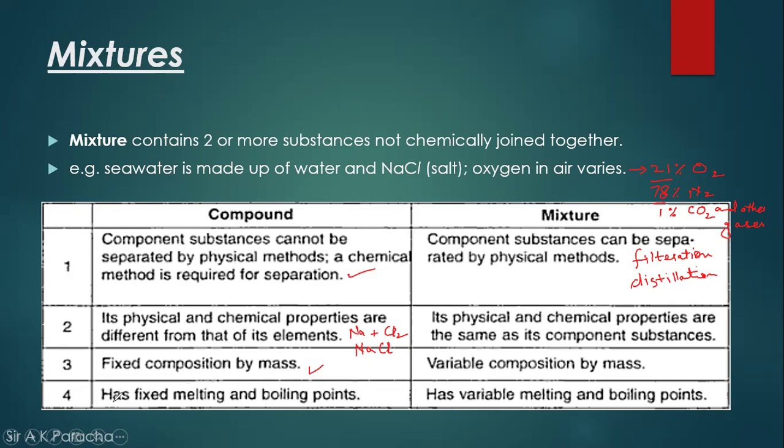So the compound, point number 4, the compound has fixed melting and boiling point, like water. It has fixed melting and boiling point. While mixtures have variable melting and boiling points. Why do they have variable melting and boiling points? Because, as I told you guys, distillation can happen.